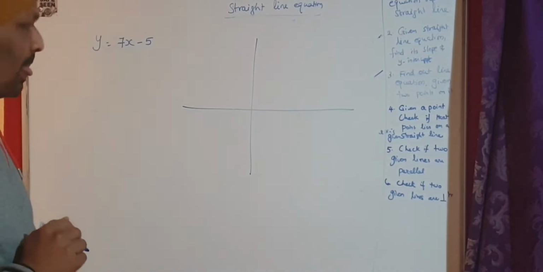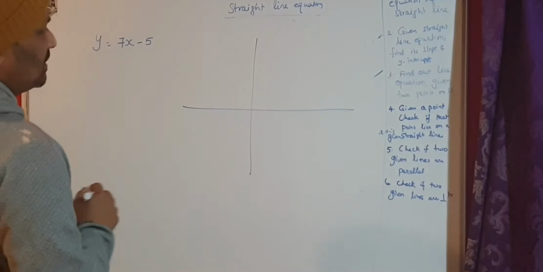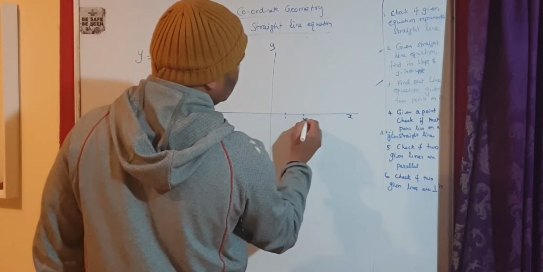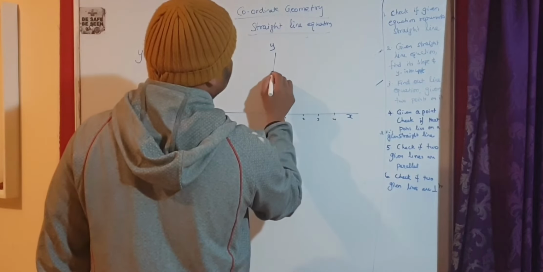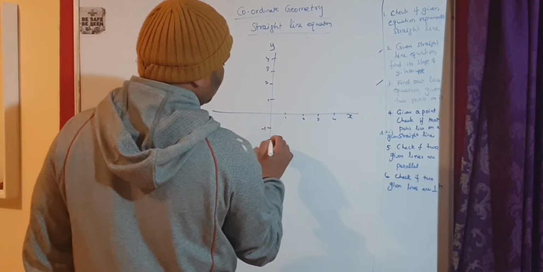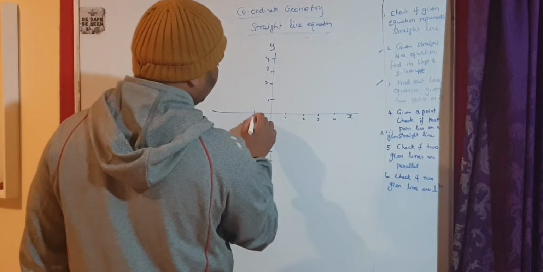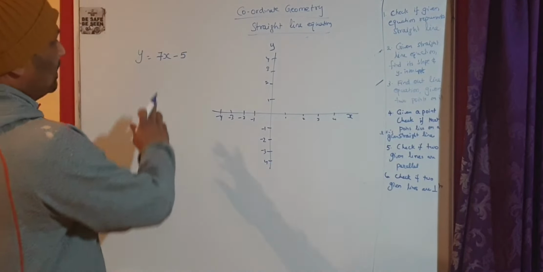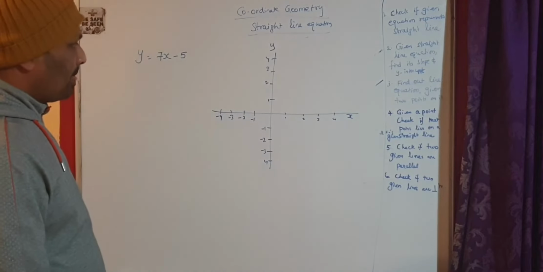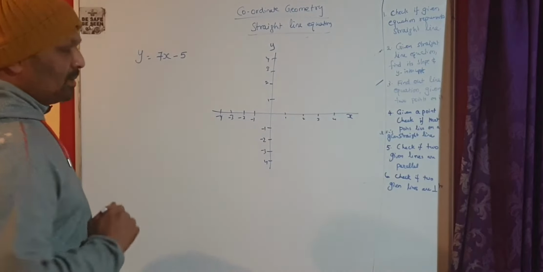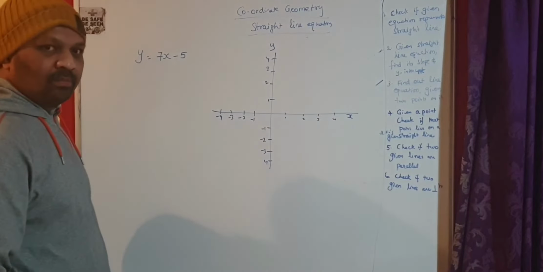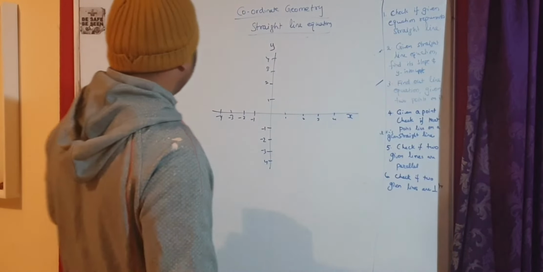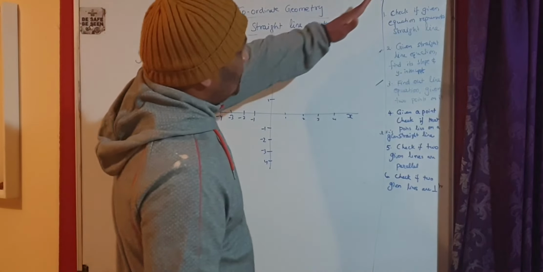A straight line, when an equation is given, you can draw it this way. This is x, this is y, and there are some positive values here, like 1, 2, 3, 4, and this 1, 2, 3, 4. And on the downside, you see minus 1, minus 2, minus 3, and so on. So, what is the slope here? The slope is 7. When a slope is a positive number, remember, it rises when it is moving from left side to right side. If a slope is a positive number, it rises from left side to right side.